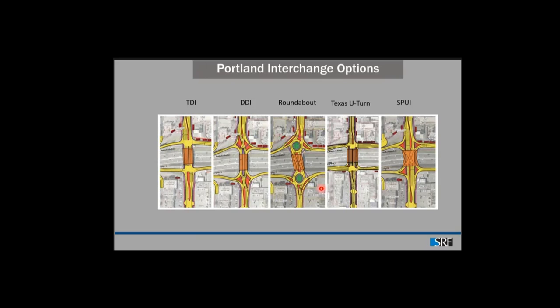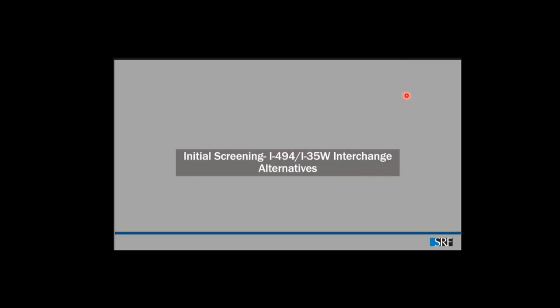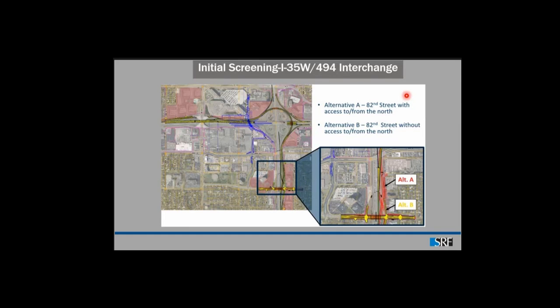As I mentioned before, in the Portland alternatives, we have our tight diamond interchange, our diverging diamond, our roundabout, our Texas U-turn, and our single point urban interchange. We are going to move all of these to our Vissim model. And lastly, we have our initial screening for our interchange design at 494 and 35W. Here we come up with two alternatives.